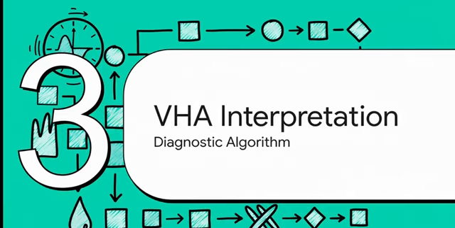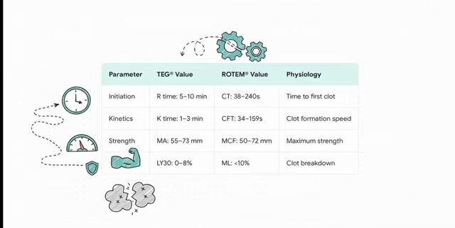Systematic VHA interpretation requires two things: fluency in the language of viscoelasticity and adherence to a rigorous diagnostic algorithm. TEG and ROTEM employ different nomenclature for what are, in fact, physiologically identical parameters. So TEG's R time is ROTEM CT. K time corresponds to CFT. Maximum amplitude, or MA, is the same as maximum clot firmness, MCF, and LY30 equates to maximum lysis, or ML. Now, a critical point for trainees: although they are physiologically equivalent, the reference ranges and the numerical values are entirely device-specific. They must never be used interchangeably. This is a common and dangerous source of clinical error.